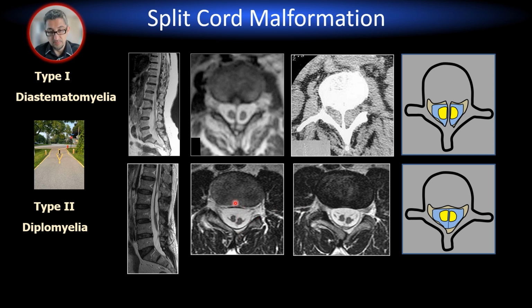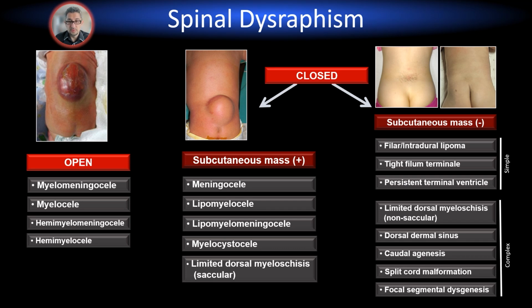There is usually an associated low-lying conus, and at surgery it is vital to resect the cartilaginous or bone septum. That's why many of the surgeons order a CT study in addition to an MRI study to confirm. So these were the anomalies that I wanted to focus on.